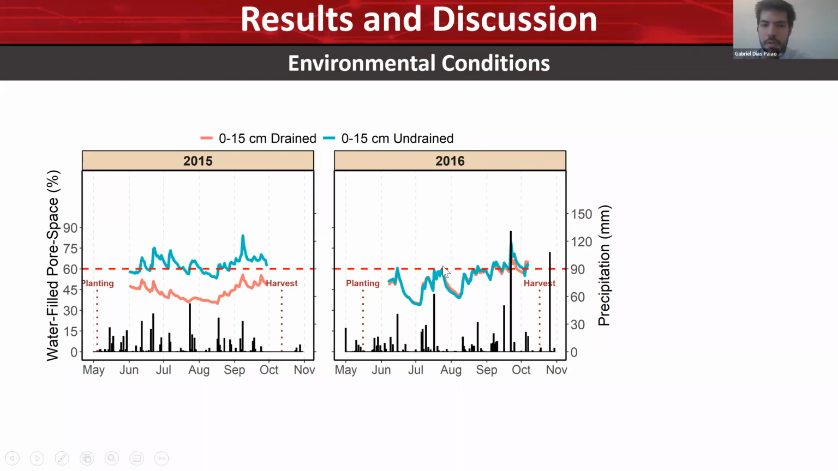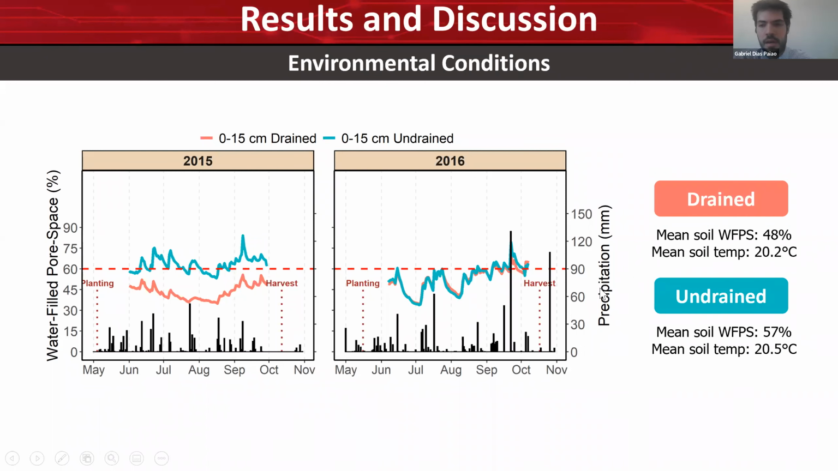And later, I'm going to talk about the results about grain yield in drained versus undrained conditions. It'll be interesting to see that in 2016, there were no differences in grain yields, whereas in 2015, drained soils yielded much more. And just as an average across all of the different years, for drained soils, mean water filled pore space was 48%, compared to 57% in undrained conditions. And there were no large differences in soil temperature.